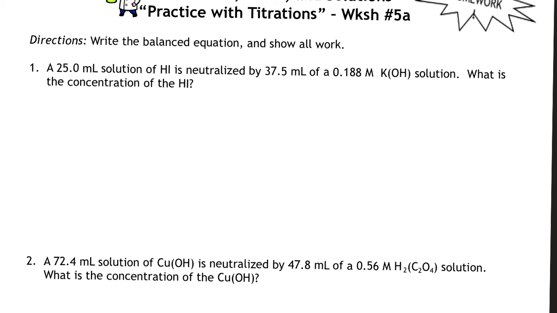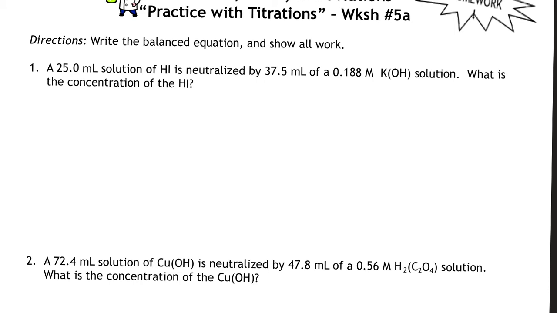Now, this is a complicated problem because it's going to ask us to predict what the products are, make sure our equation is balanced, pull out the information from the question, determine the moles from the known, convert moles of known to moles of unknown, and then finally use our information to calculate the concentration of the unknown.